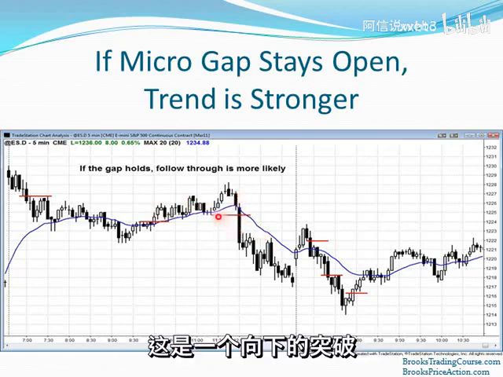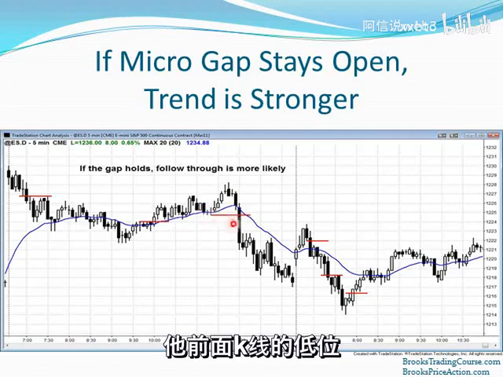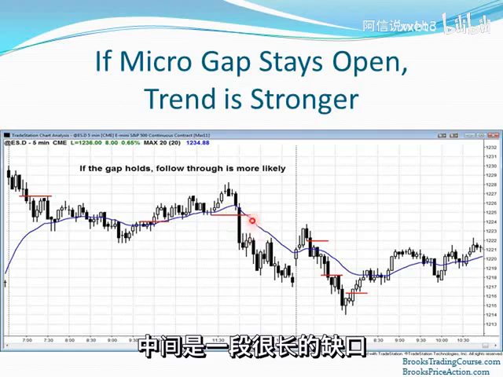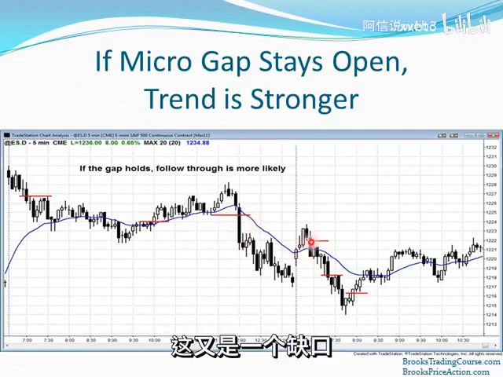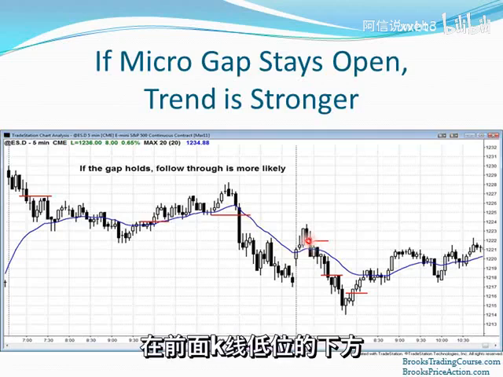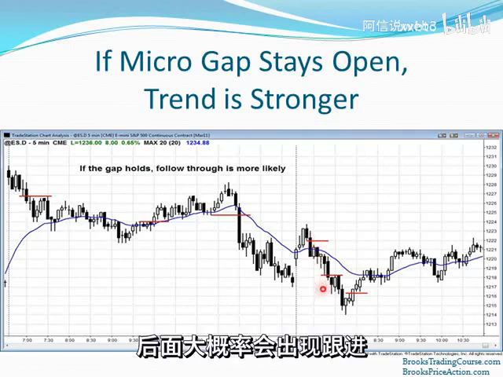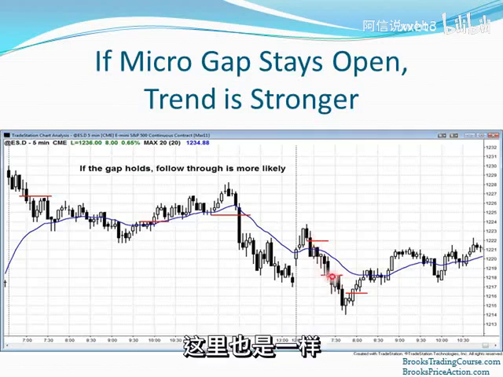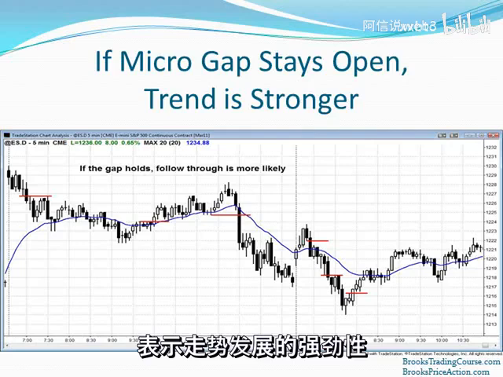Here's a bear breakout, the low of the bars before it, the highs of the bar after it, a huge gap, probable follow through. Another gap here, a bear trend bar, the high of the bar after is below the low of the bar before, so a micro gap increases the chances of follow through. Same here, same here. So a micro gap is a sign of strength if the gap stays open.